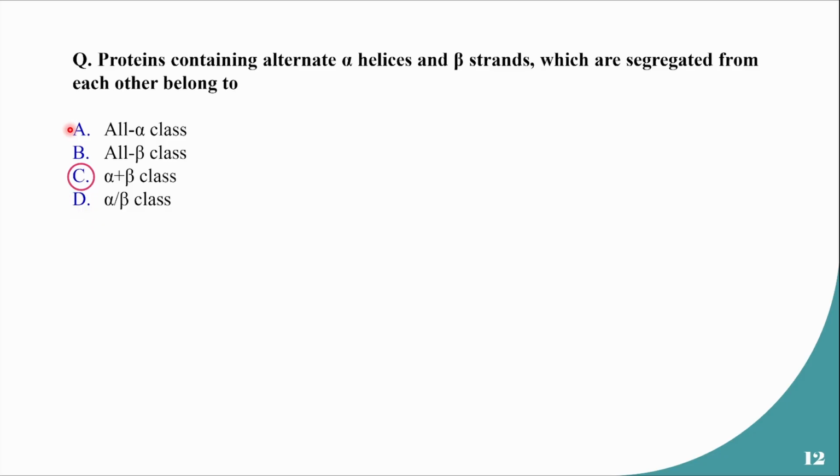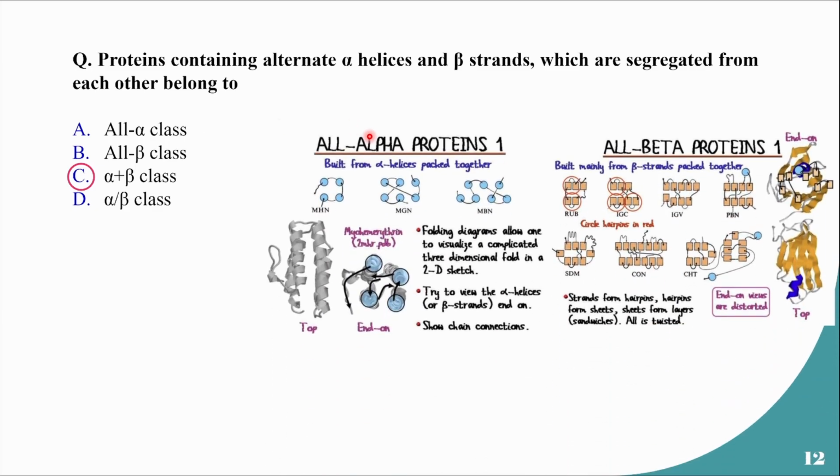So basically, in this case, the answer will be C, alpha plus beta. The all alpha classes, if we look into this diagram here, will be mainly alpha helix dominant, right? So mainly the presence of alpha helix can be seen in those classes. And again, all beta classes, of course, will be beta sheet dominant, right?